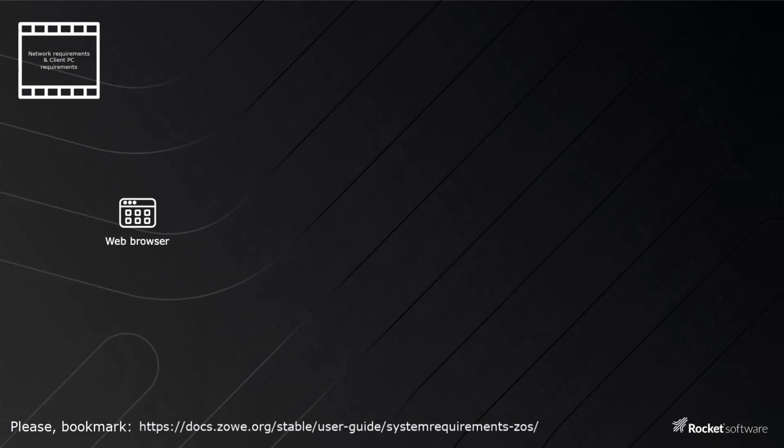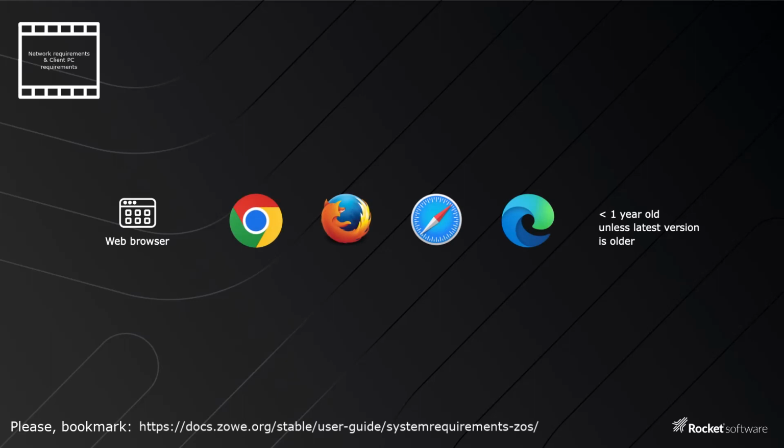The Zowe Desktop runs within a browser. There are no browser extensions or plugins required. Zowe supports Google Chrome, Mozilla Firefox, Apple Safari, and Microsoft Edge versions less than 1 year old, unless the latest version is older. For Firefox, both regular and extended support release versions are supported under this rule.